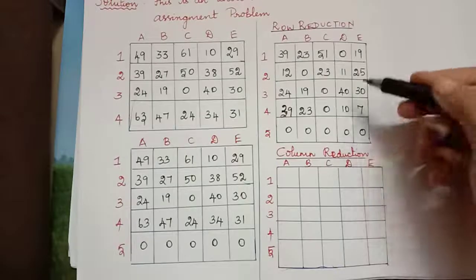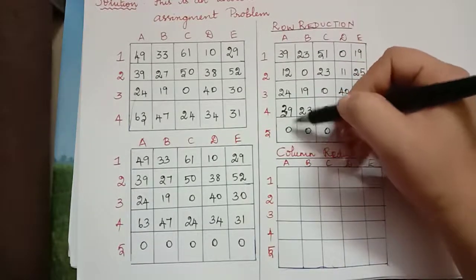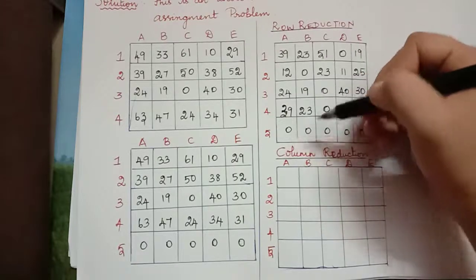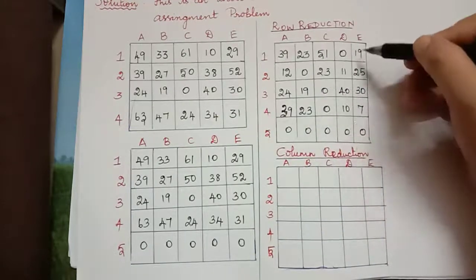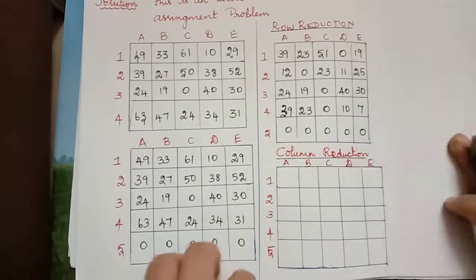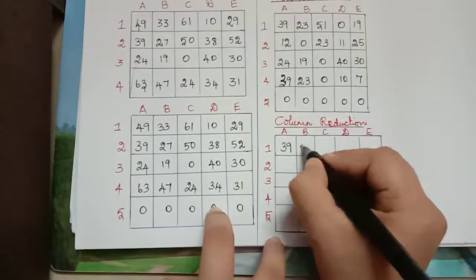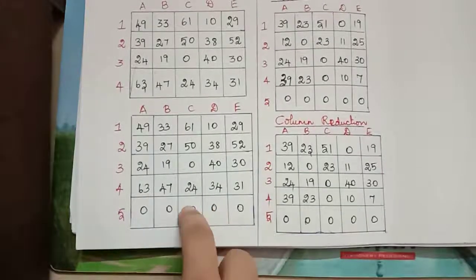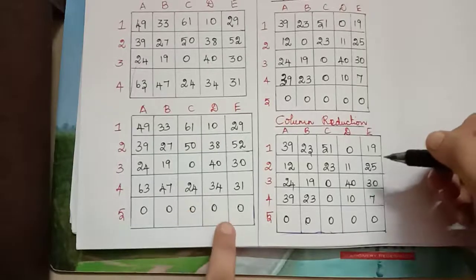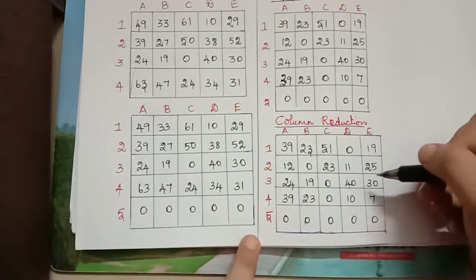Now we have to do the column reduction. Now if we see in the first column, the minimum element is 0. In the second column also it is 0, and all the columns have a 0 in it. And so there will be no change in the matrix, and the matrix will be repeated once again. But still we need to show the column reduction step, as it is mandatory.